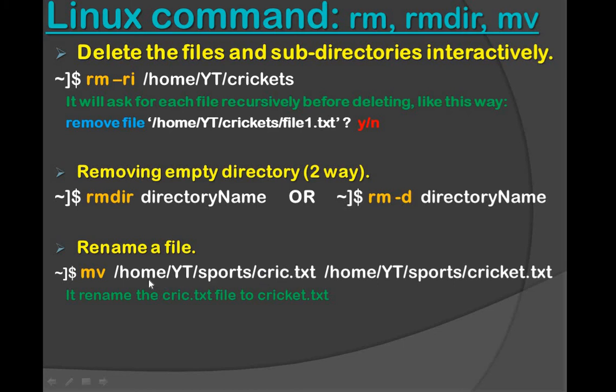and after that the folder name, and the new file name which we want to change to. So I put it like this way: mv space /home/yt/sports/crick.txt space /home/yt/sports/cricket.txt. It means it renames the crick.txt file to the cricket.txt file. Like this way we can rename a file by using the mv command. So guys, let's see the next things.